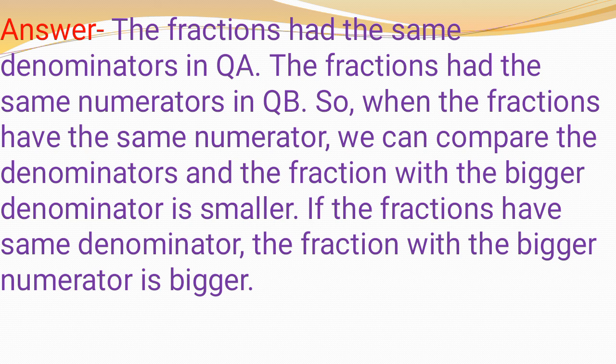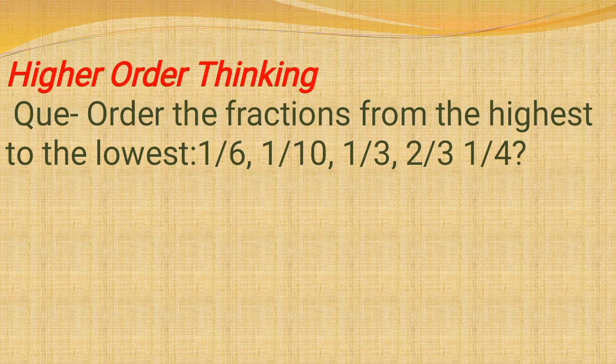So when the fractions have the same numerator, we can compare the denominators, and the fraction with the bigger denominator is smaller. If the fractions have the same denominator, the fraction with the bigger numerator is bigger. Now students, this is a higher order thinking question. The question is, order the fractions from highest to lowest. The fractions are 1 upon 6, 1 upon 10, 1 upon 3, 2 upon 3 and 1 upon 4.